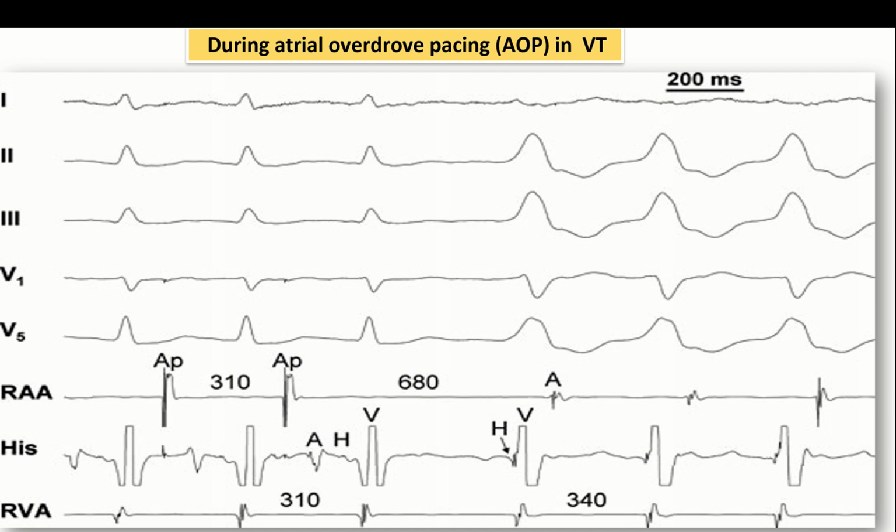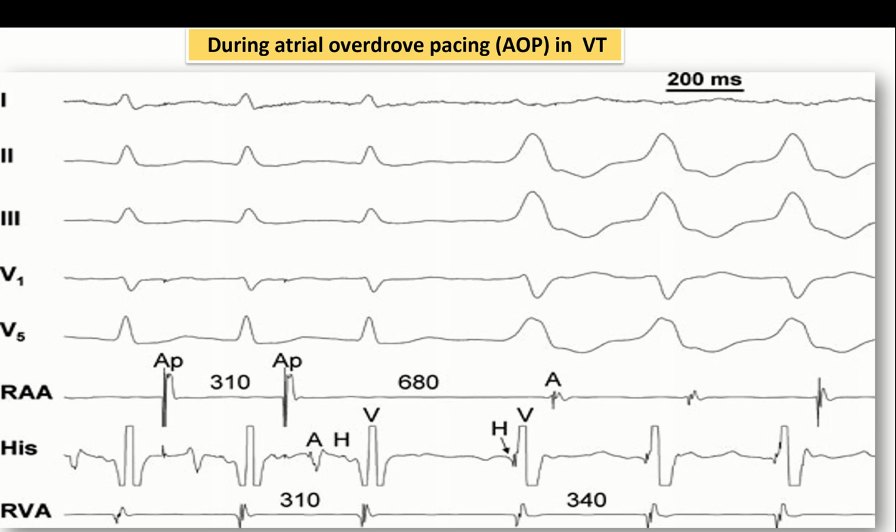Let's go to overdrive pacing. In this example of VT, at the right side of the tracing, I can appreciate wide complex tachycardia with very short HV interval, minus value, negative value. I am dealing with VT likely.